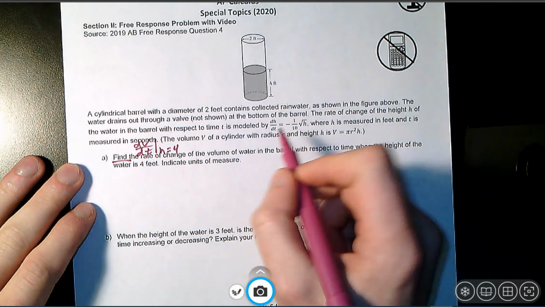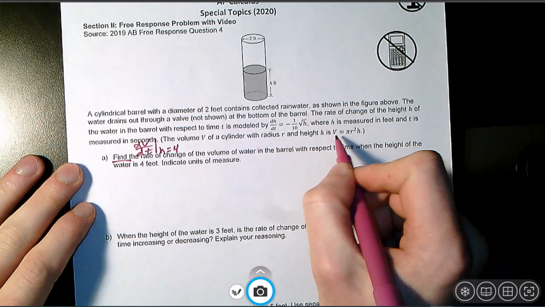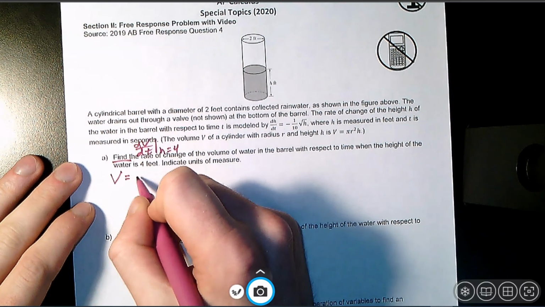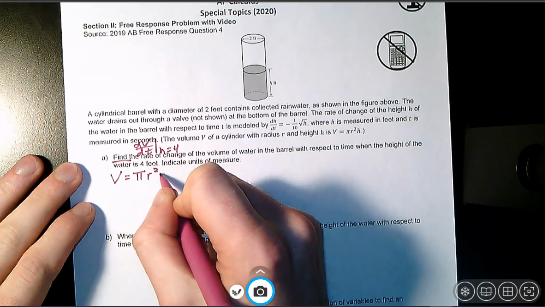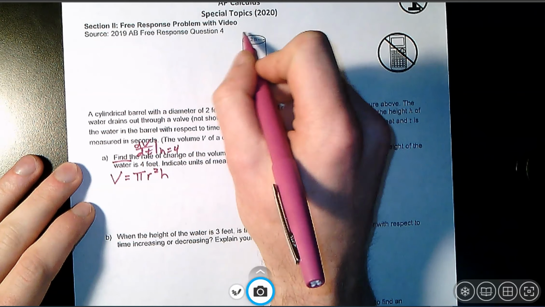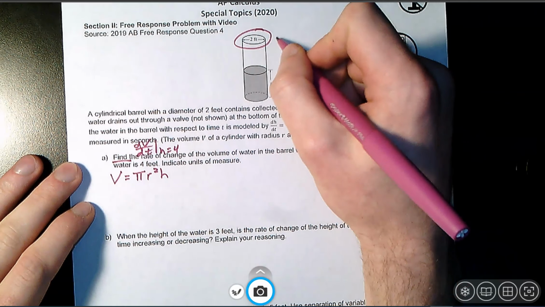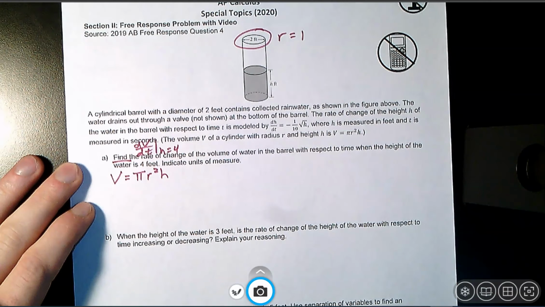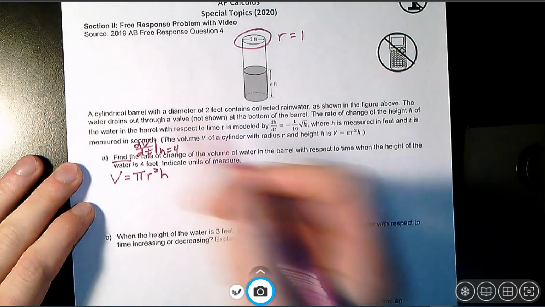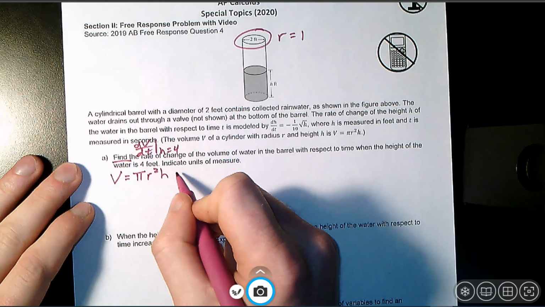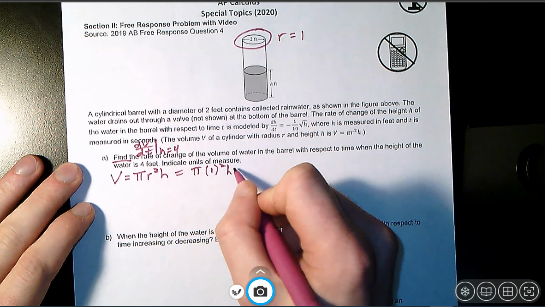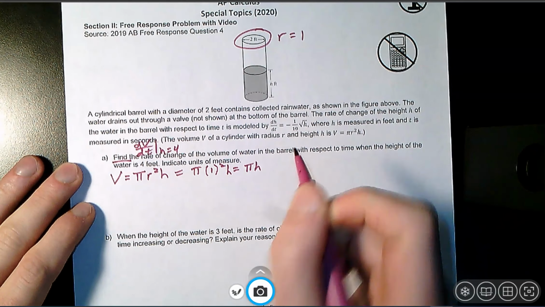Well, the first thing I notice is I'm given a formula for volume, so I'm going to need to take a derivative of that. If volume is equal to pi r squared h, and I look at my picture right here, I immediately notice I've got a diameter of 2 feet. That means r is just 1 foot, and it's constant. It's not changing throughout this cylindrical barrel. So I can rewrite this and make my life a lot easier if I say pi times 1 squared h, in other words, pi h.